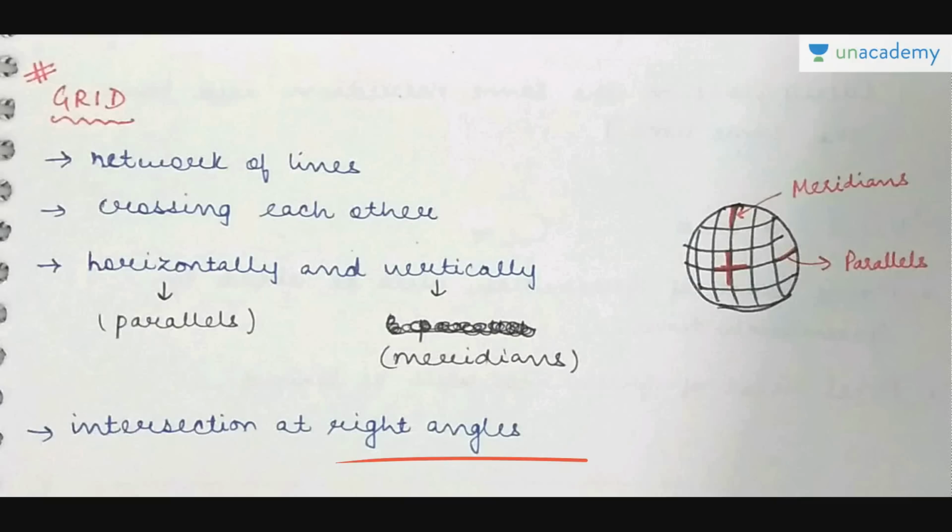If I tell you that this is the longitude of a particular place, and this is the latitude of a particular place, you can easily locate that place on a globe or a map, anything. So this helps in the location of a particular place.